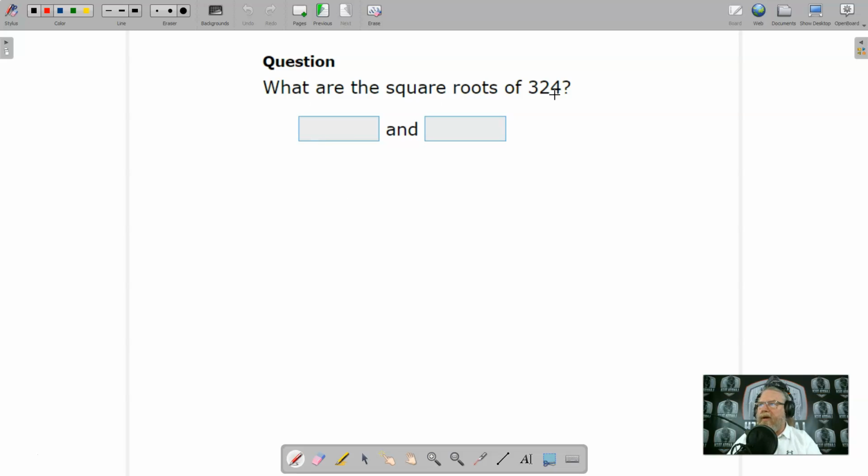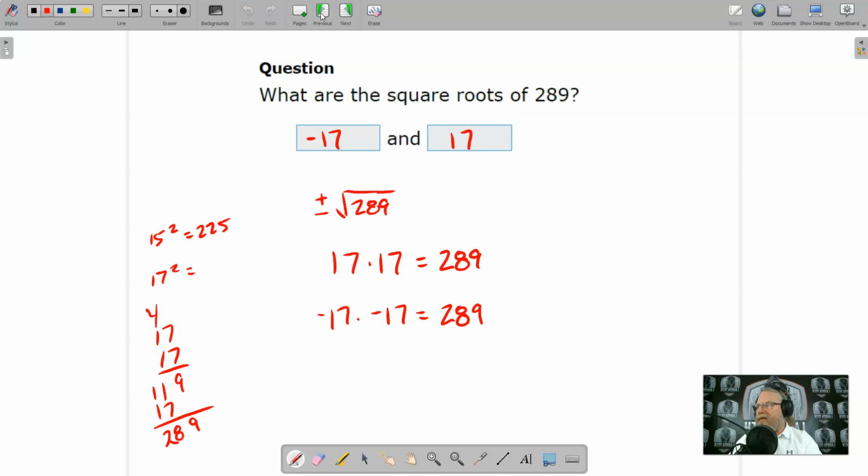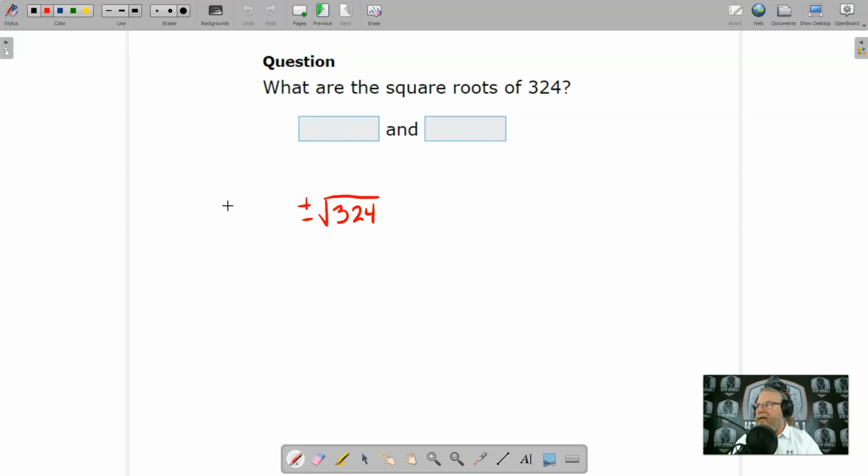Final question here. What are the square roots of 324? So I'm looking for the plus or minus root 324. Dyslexia strikes again. We realized in that last one, 17 squared equals 289. So we need to go up a little higher. I got a 4 in the ones place. So 8 times 8 is 64. So 18 is probably going to work, right? The reason I'm guessing 18 is because 8 times 8 equals 64. The number 64 has a 4 in the ones place, and we see a 4 in the ones place here. So let's go ahead and try that.